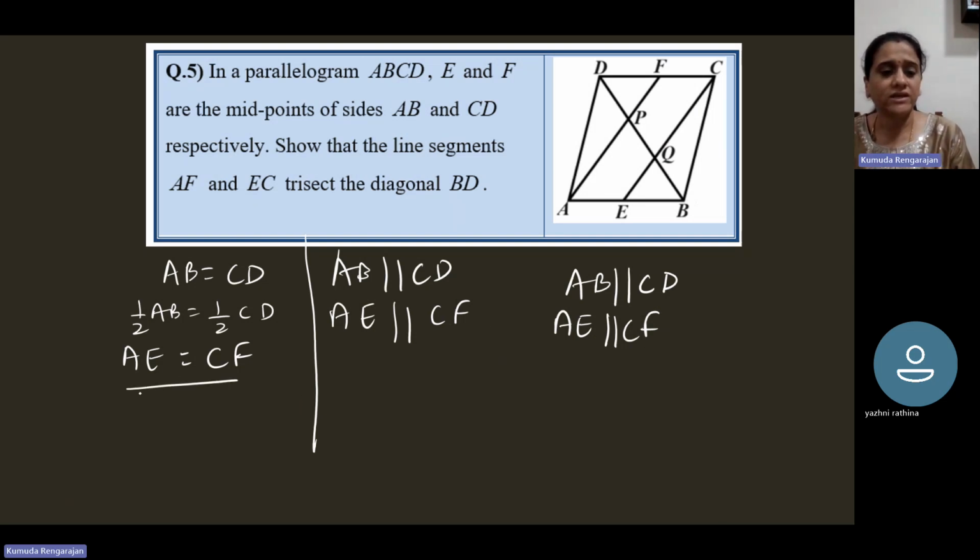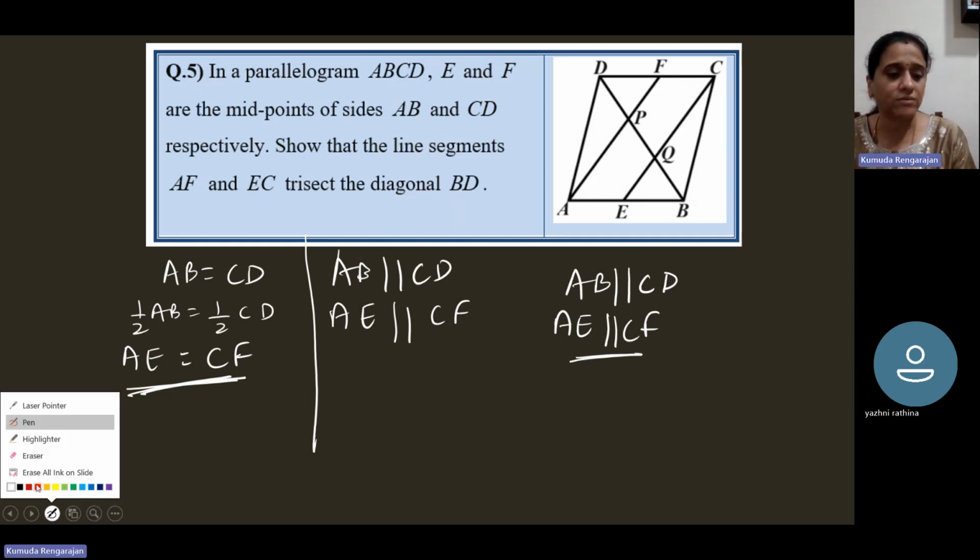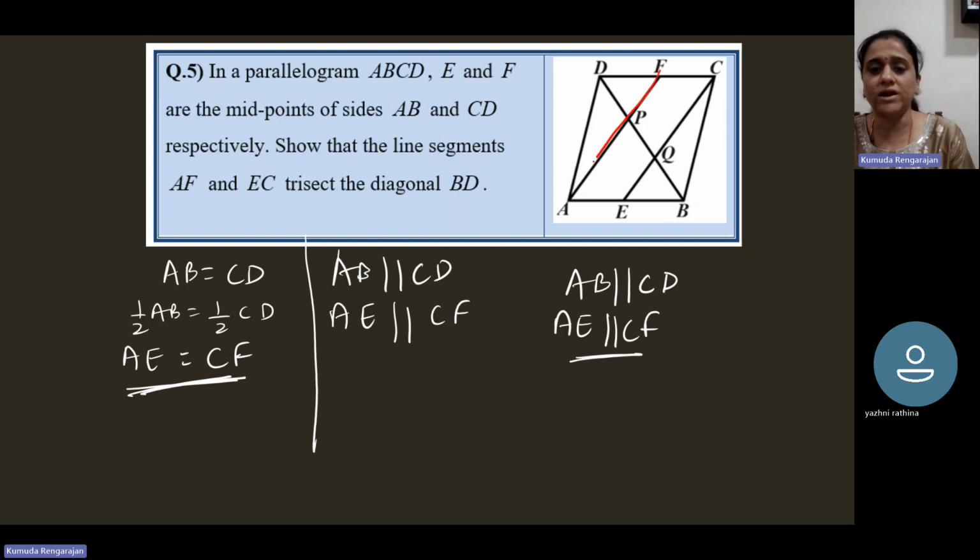So what do we have? AE is equal to CF. AE is parallel to CF. Therefore, AECF is a parallelogram, because in this quadrilateral, one pair of opposite sides are parallel and equal. So it's a parallelogram.